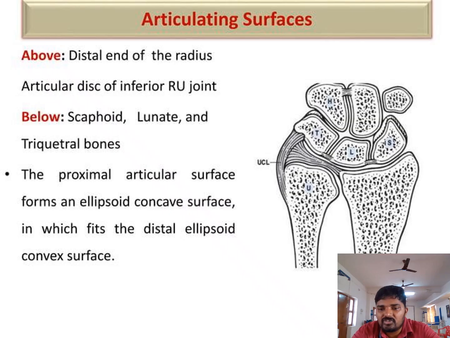Then the articulating surfaces of the wrist joint: the upper surface and the lower surface. The upper surface is the distal end of the radius and the articular disc of the inferior radio-ulnar joint. Then the lower articular surfaces are the scaphoid, lunate, and triquetral bones. The proximal articular surface forms an ellipsoid concave surface in which fits the distal ellipsoid convex surface. This is called the articulating surface of the wrist joint.